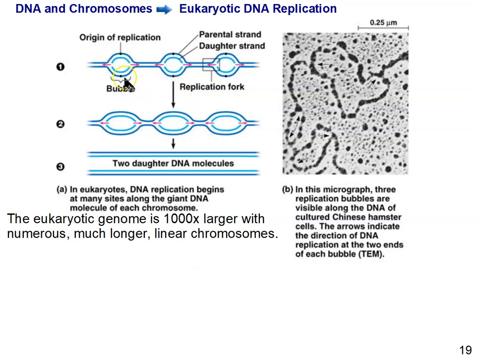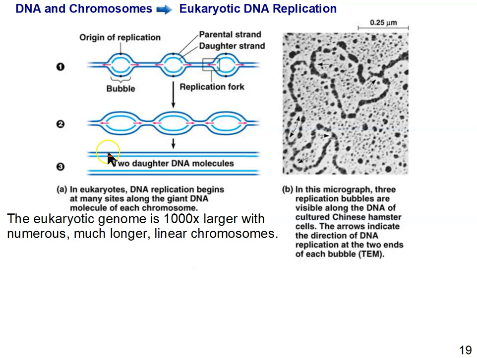But the replication itself is the same. In other words, there's a replication bubble, and on either side of the replication bubble there are replication forks, and new nucleotides are added to the old polynucleotides to produce a new polynucleotide in both directions. That's taking place. And eventually, as this diagram is trying to show, the replication bubbles run into each other and merge together. And when that happens, replication is complete.